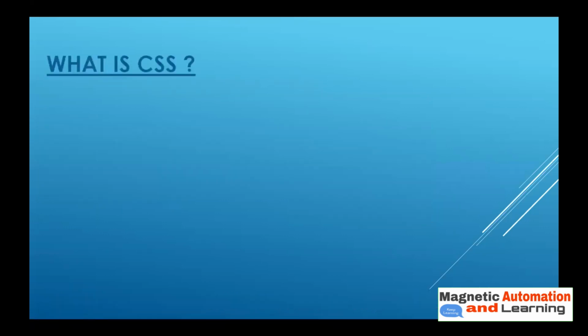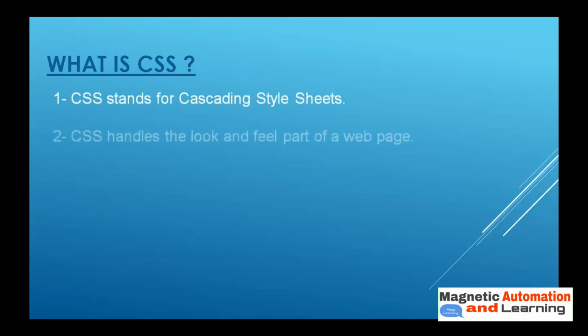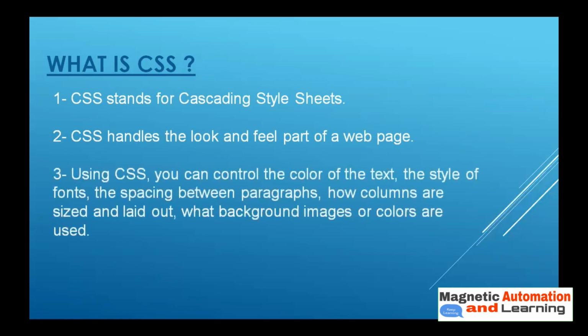What is CSS? It is cascading style sheet format. It is used to manage look and feel part of any kind of web page. And using CSS, we can control color of the text, style of the font, spacing between paragraphs, how columns are sized and laid out, and what background images or colors are used. And this is a developer's task. We are not going to do development of any web page, but we are going to use these CSS property for locating any web object.